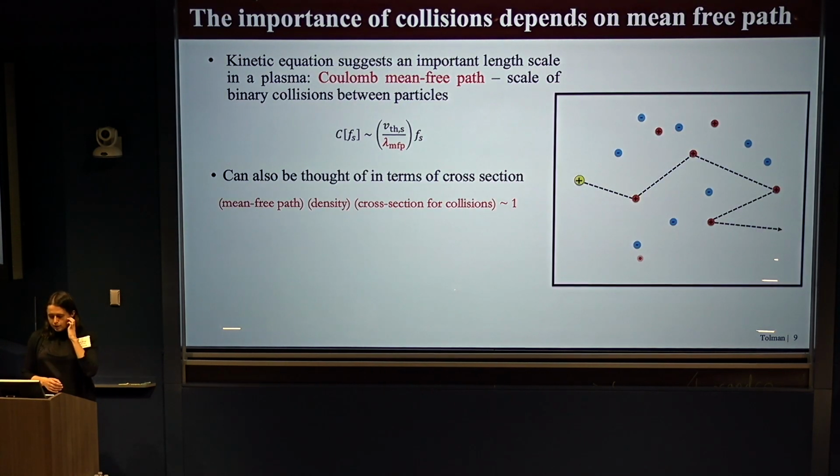So the kinetic equation suggests that there's a very important length scale in a plasma, and this is the Coulomb mean free path, which is the scale of binary collisions between particles. The collision operator's size can be represented by a thermal speed and a mean free path times the distribution function. So this mean free path can also be thought of in terms of a cross section. So the mean free path times the density times the cross section for collisions is about 1. So this is a very important length scale that characterizes plasmas you might encounter in nature. You can see a representation of collisions on the right side of this slide where particles are colliding roughly every mean free path.